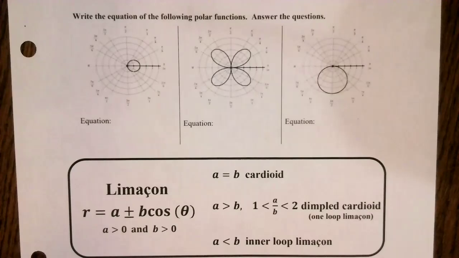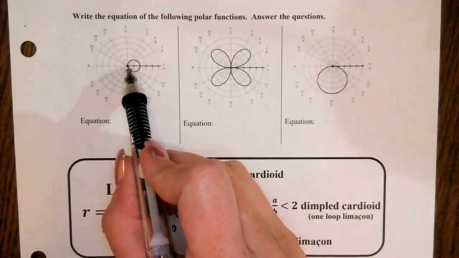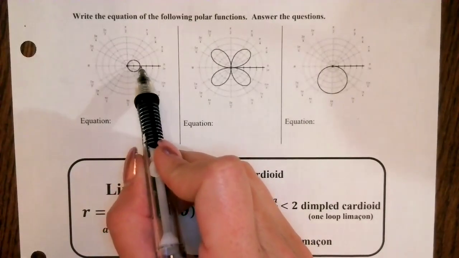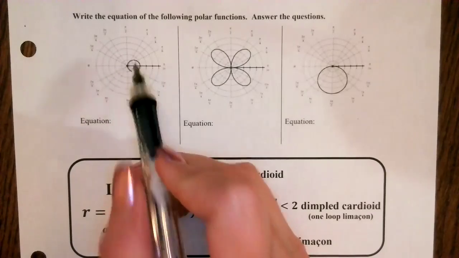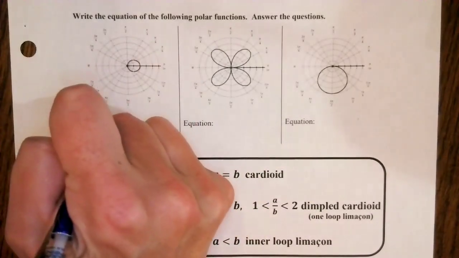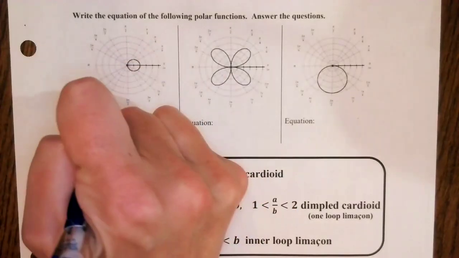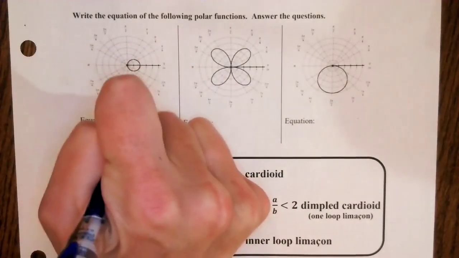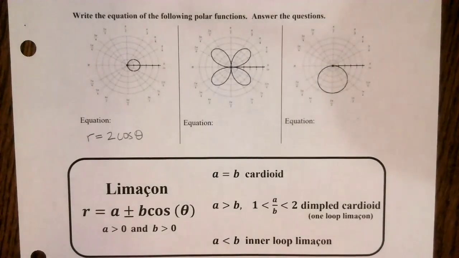In some questions, you will be given the graph and then you'll have to pick the equation. So we're going to review that here by writing the equation of these 3 right here. All right, so the first one is a circle. It does open horizontally, so I know that is cosine. It is opening to the right, so I know it's positive. And it has a diameter of 2, so this is 2 cosine theta.